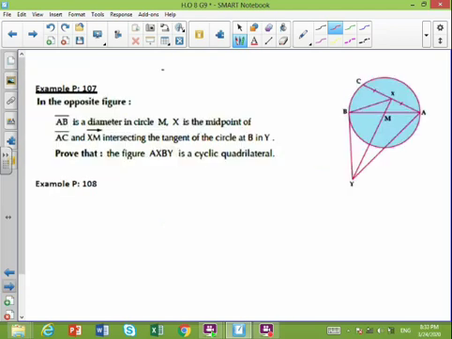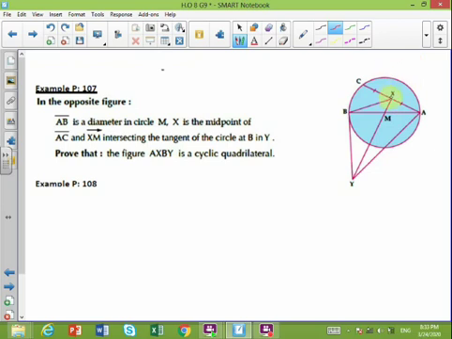In the opposite figure, AB is a diameter in circle M, X is the midpoint of AC, XM intersects the tangent of the circle at B and Y. Prove that the figure XAYB is a cyclic quadrilateral. Cyclic quadrilateral, so I'm searching for one of the properties, the two equal angles or the two opposite supplementary angles and so on. Let's see here what is given.